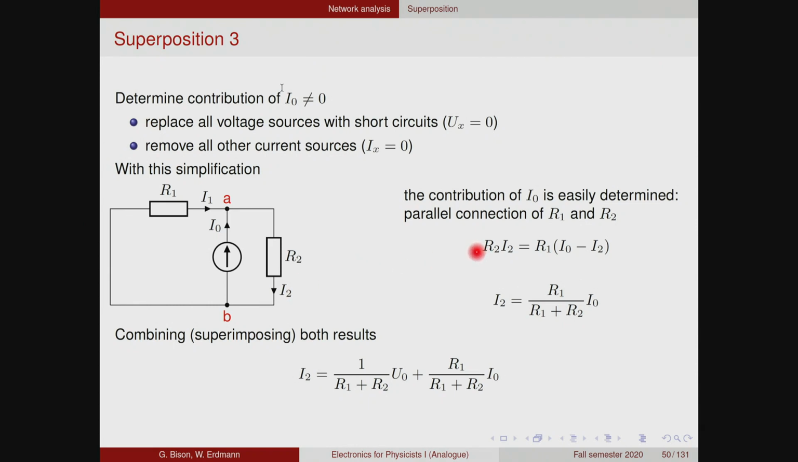The current generated here splits into two currents according to the resistances. We can simply solve this for current two, and then we find again that we have this scaling factor times the current in the current source. Then we simply add up these two separate results and get the full result.